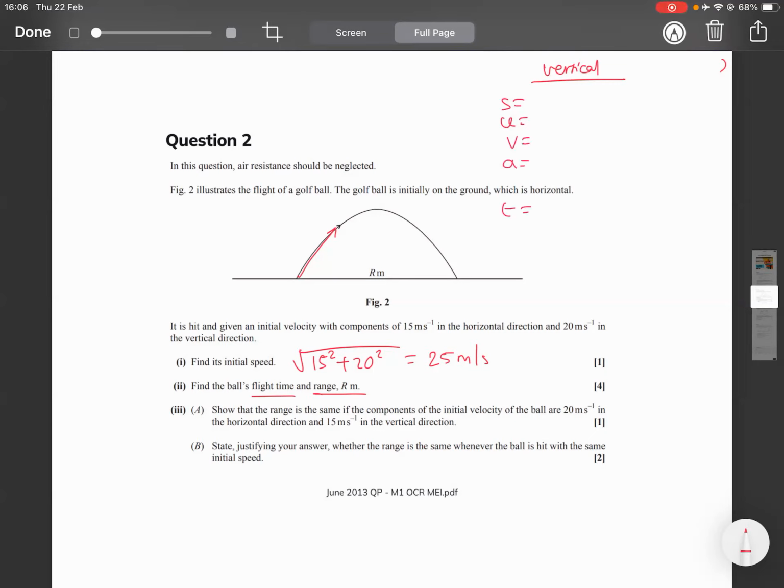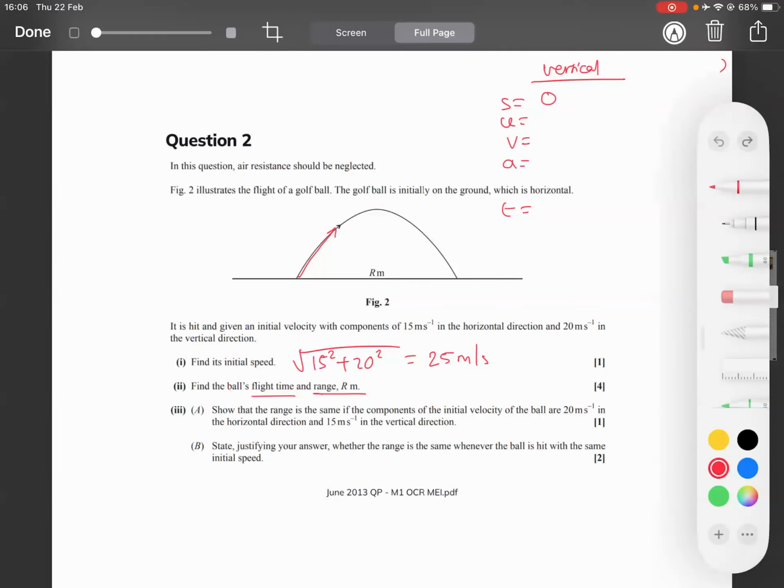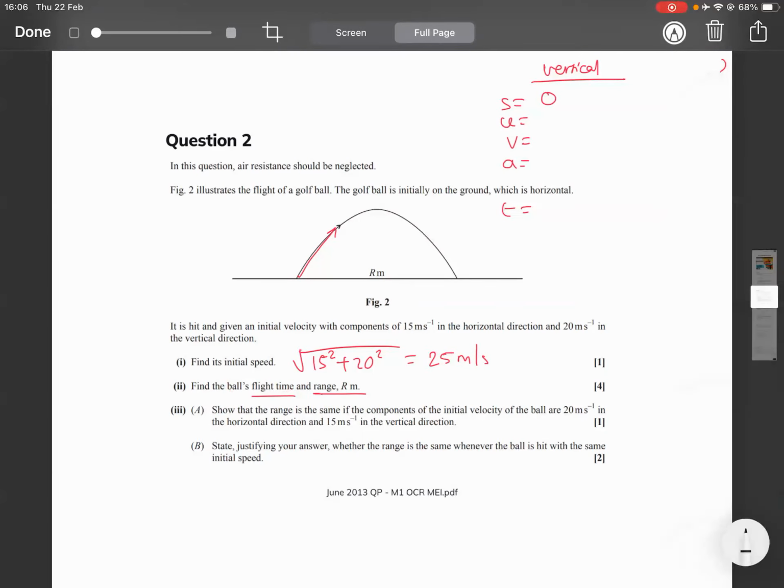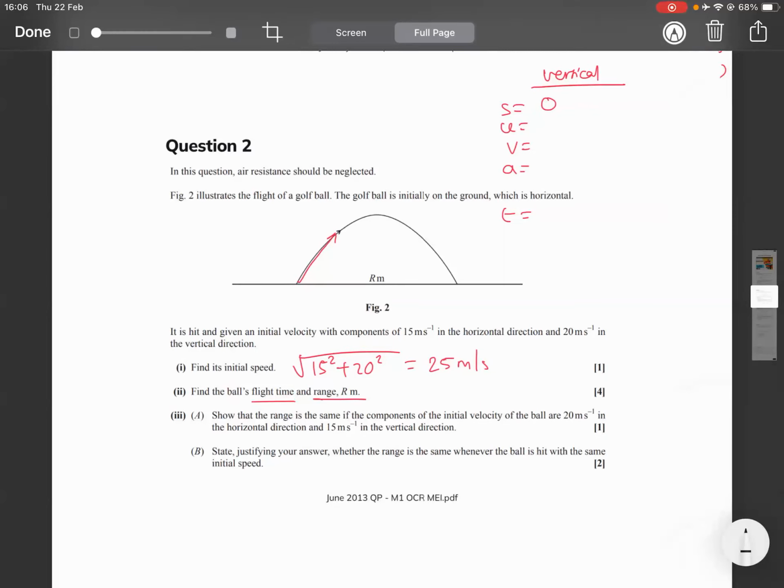So S is 0 because it's when it lands. It's the overall flight time, right? And then U is 15. You don't know V. And we picked the equation without V. So that's S equals UT plus half AT squared.